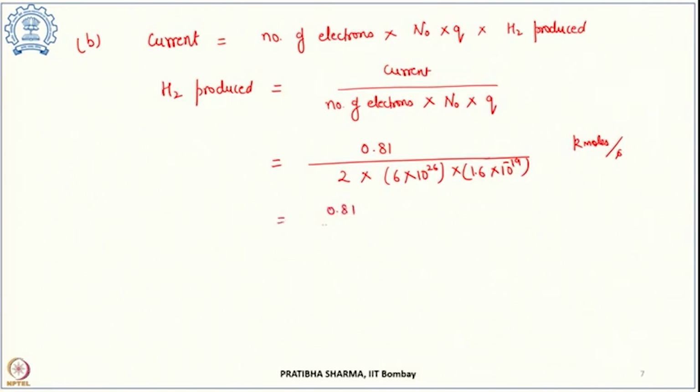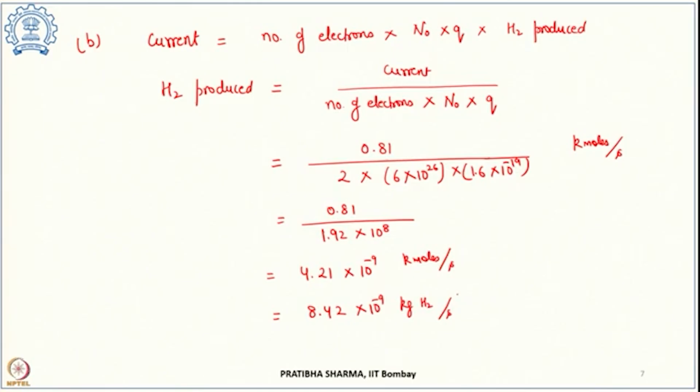So, it is 0.81 divided by 1.92 into 10 raised to power 8, and that makes it 4.21 into 10 raised to power minus 9 kilomoles per second, or we can make it into kg per second. So, multiplying by 2, into 10 raised to power minus 9 kg of hydrogen being produced per second. So, this is the answer to part 2 where it is asked how much hydrogen is being produced per second.